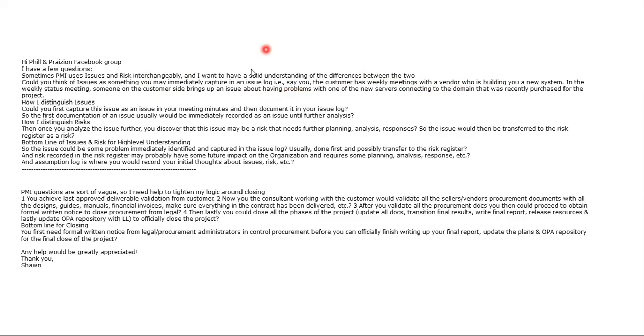So right off the bat, let me highlight this again, Sean, because we see this in some of the recent PMI mock exam questions. Issues and risks are not interchangeable. However, issues and problems are generally interchangeable. But in the same token, you need to be aware that you could have an issue that is not a problem. An issue, think about it as a topic.